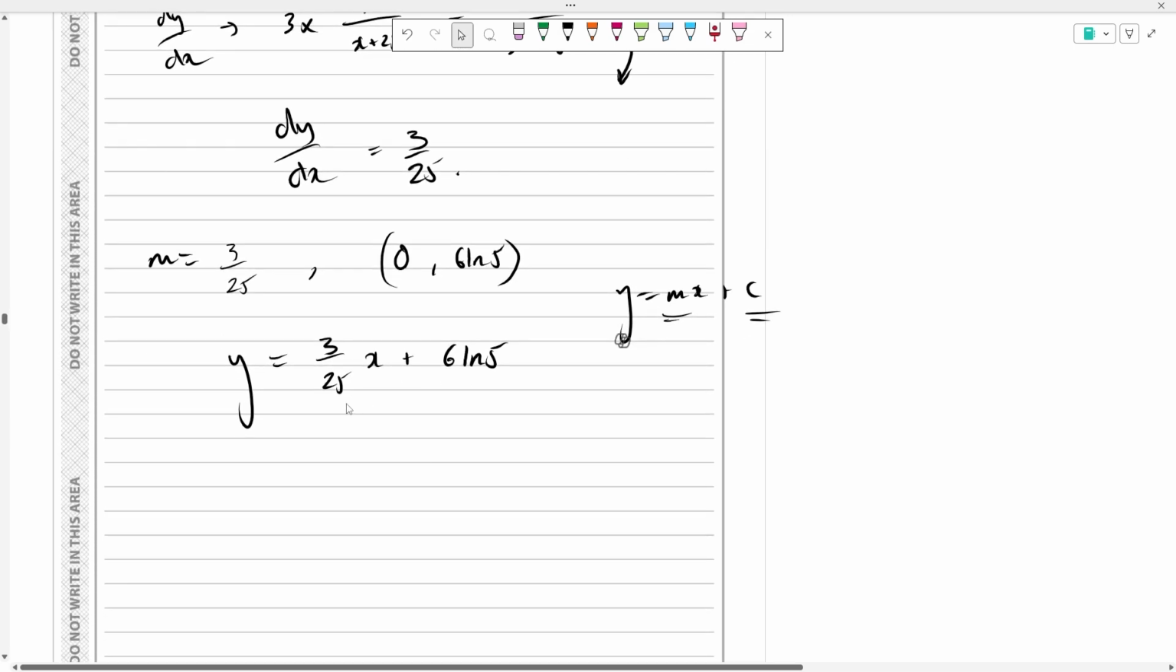But to be fair, the question is asking us about ax plus by. So what I'm going to do is times everything by 25. So it gives me 25y minus 3x is equal to 6 times 25, 150. That'll give you 150 ln 5. And that should be your final answer.